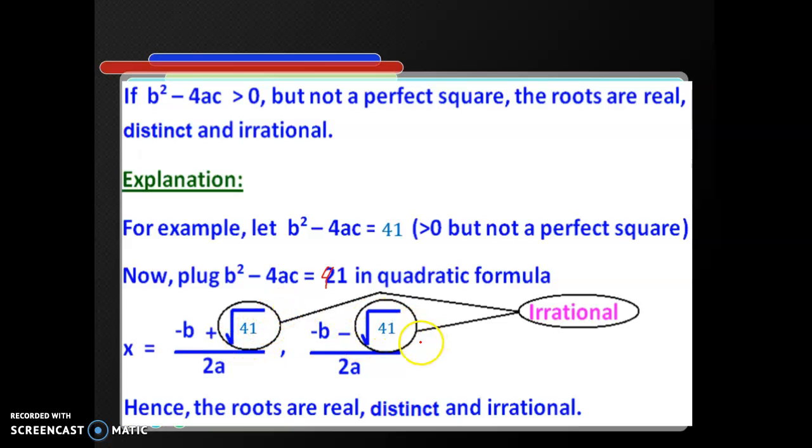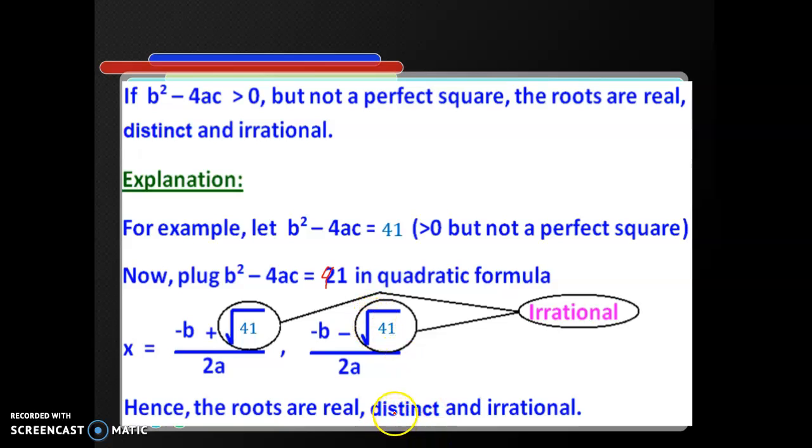Square root of 41 is irrational. When you say irrational, the result of taking the square root of 41 cannot be represented as a ratio of two numbers, so it's irrational. When you calculate the value of that, you will end up having a lot of decimal values. So hence the roots are real, distinct, and irrational. That's if it's positive and at the same time not a perfect square.